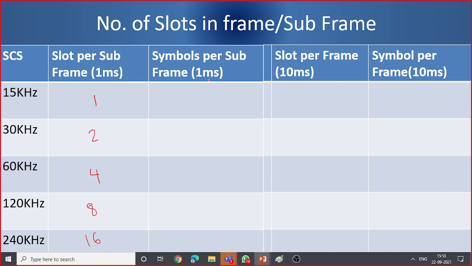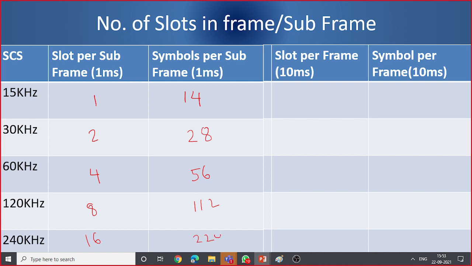Now just calculate how many symbols per subframe. 14. So here 14, and in 30 kilohertz how much will it be? 28. Swati, it's not 16, it is 14. Salendraji, it's not 16. 28. 30 kilohertz is 28. 60, somebody should tell me quickly. 56. Great, 56. 120, 112. And 240, 224.